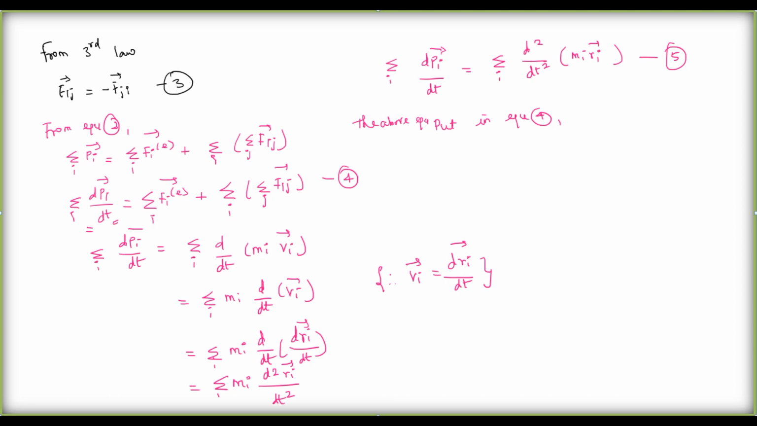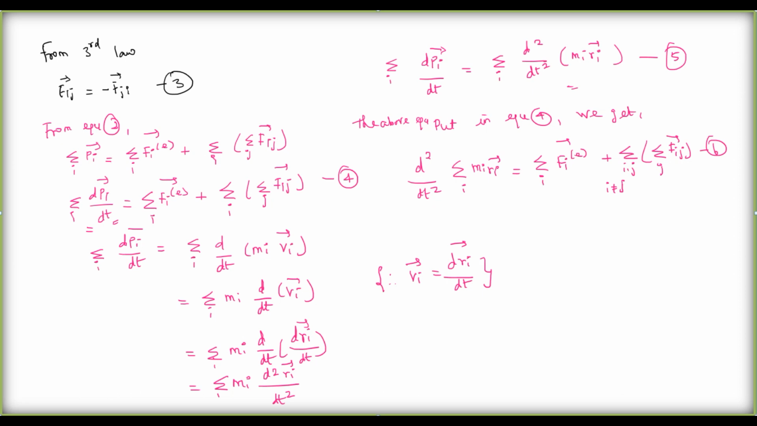Where do we substitute this? We substitute it in this equation. So summation i dpi, when we substitute, we get d square by dt square of summation i mi ri vector, which is equal to, similar to equation 4, summation i Fi external force vector plus summation i, summation j, where i is not equal to j, Fij. This is equation number 6.